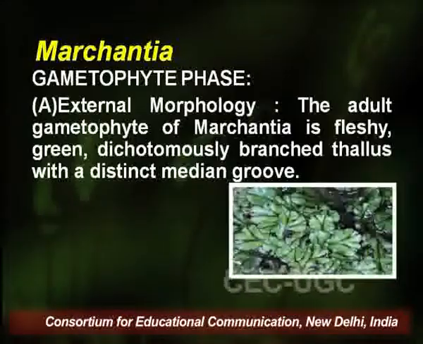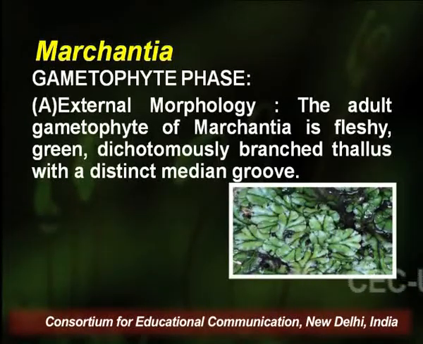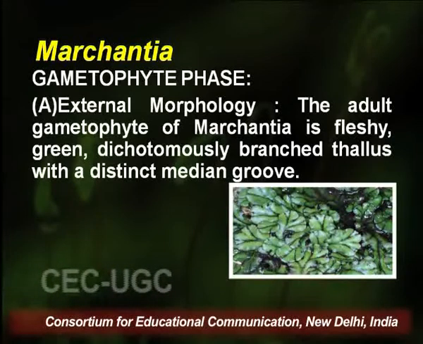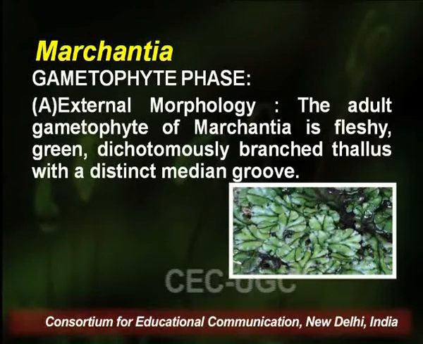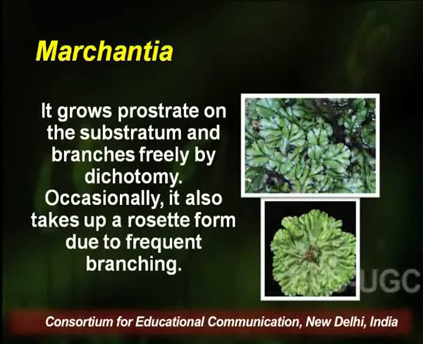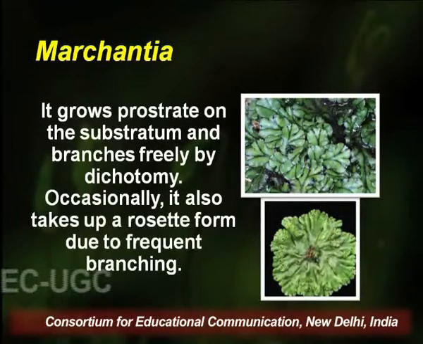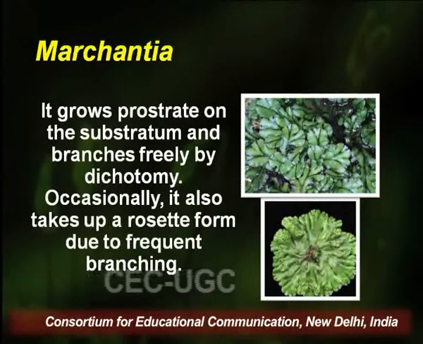The gametophytic phase of Marchantia has an external morphology. The adult gametophyte of Marchantia is a fleshy, green, dichotomously branched thallus with a distinct median groove. It grows prostrate on the substratum and branches freely by dichotomy.